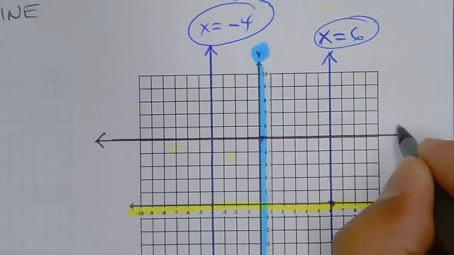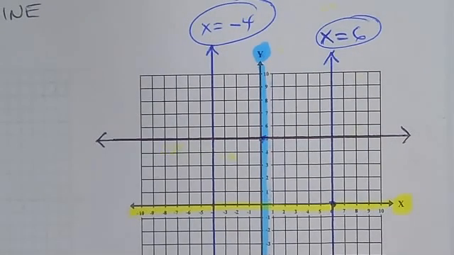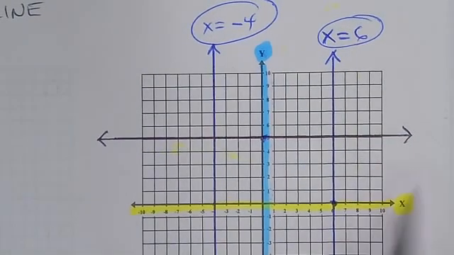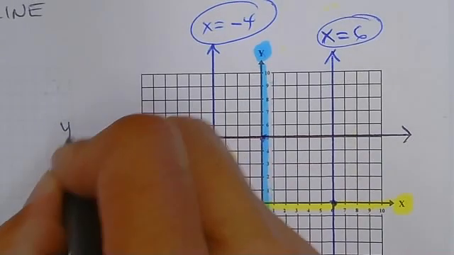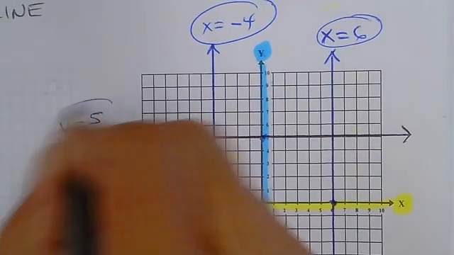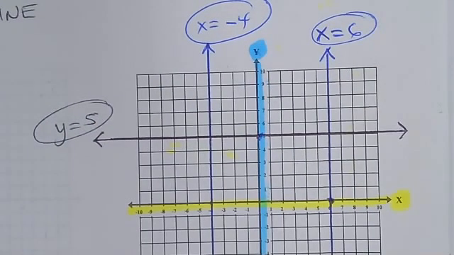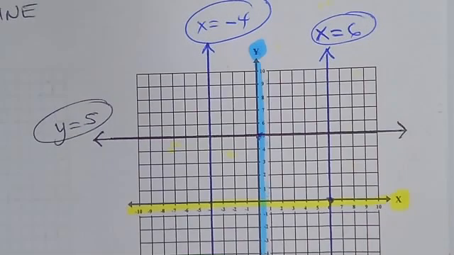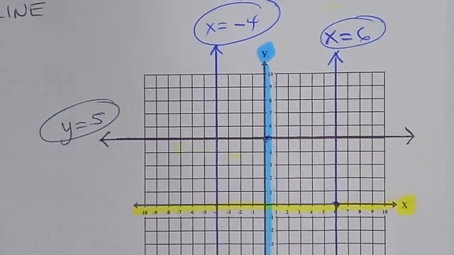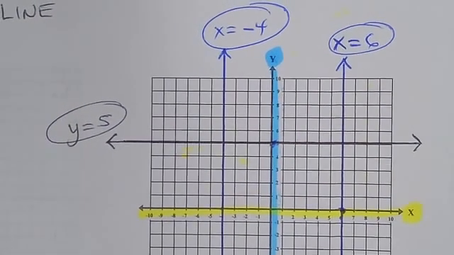So this would be the line, right, is continuous. So we put the arrowheads. This would be the line of the graph of the line y is equal to 5. These are simple horizontal and vertical lines, okay?